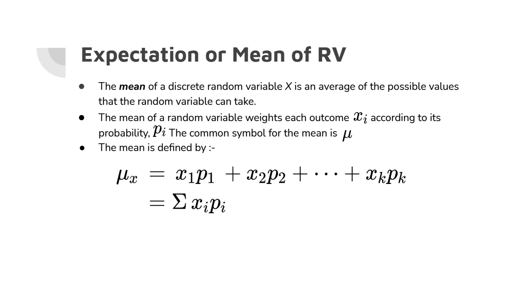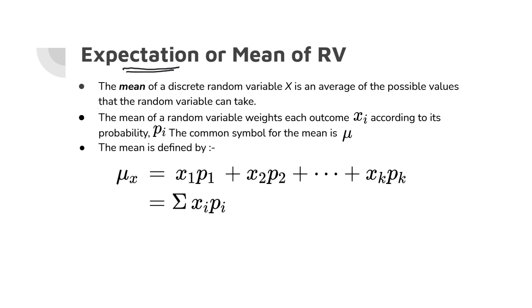So now is the expectation or mean of a random variable. What is expectation? Expectation is simply something that we hope to happen. We think that it is going to happen. We have a strong feeling that this thing is going to happen, and this feeling develops based on some data, right?